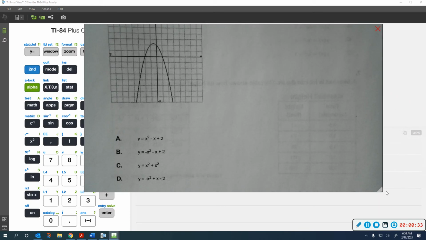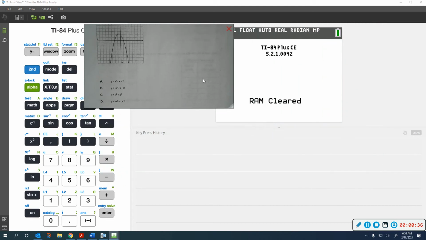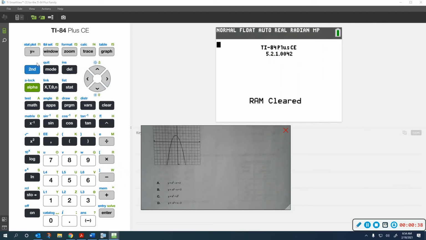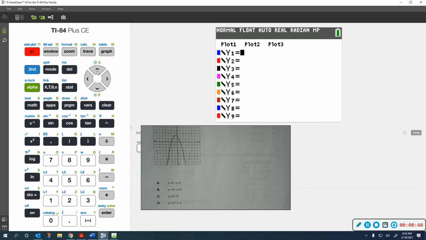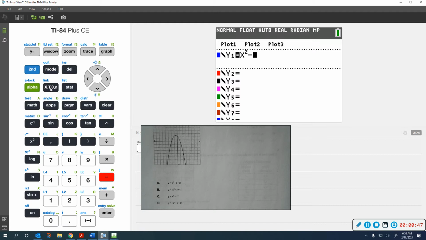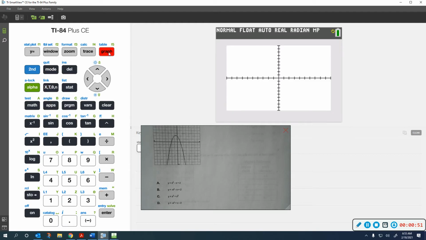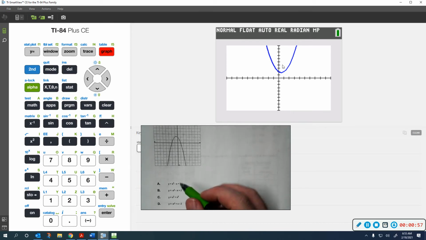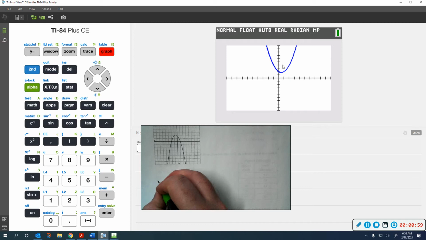So these are my equations, and I'm going to go ahead and put them in my calculator and check them. So just go into y equals. I'm going to try the first one. X squared minus x plus 2. And then I hit graph. And I see it opens up, but I need this one to open down. So I can eliminate A, because that's the wrong direction.